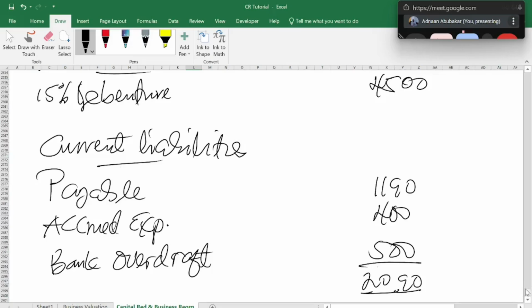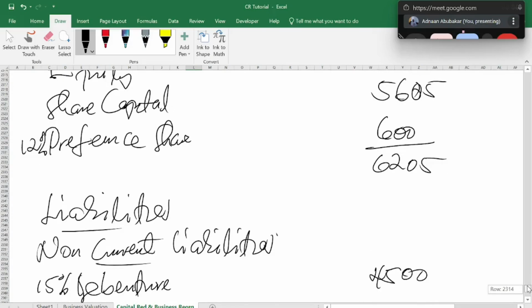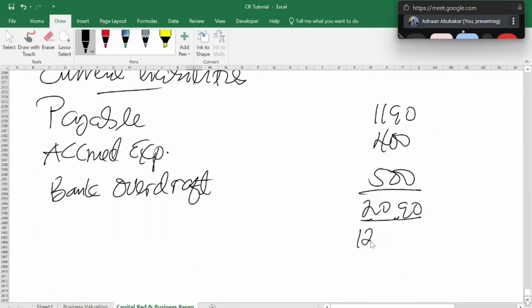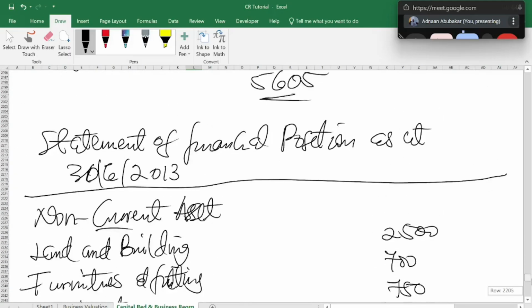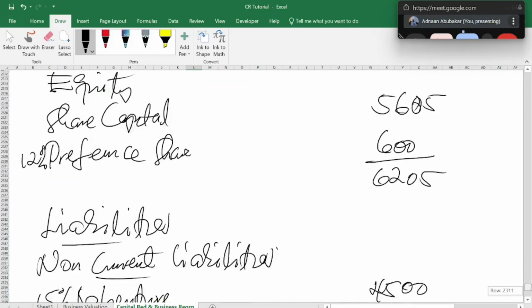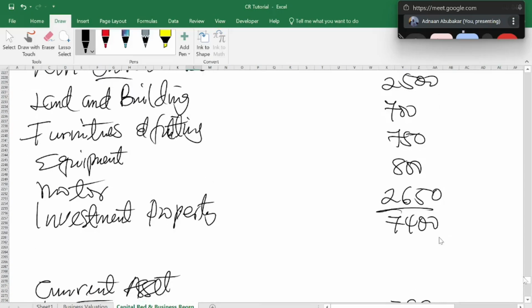There's a difference of 100. Give me the values. It will give me 12,795. The total, 12,795. So let's see. The one up there is how much? 12,625. Okay, then let us look for the difference. Where is the difference? Where did we lose? Let me check the difference. Add these ones up again.